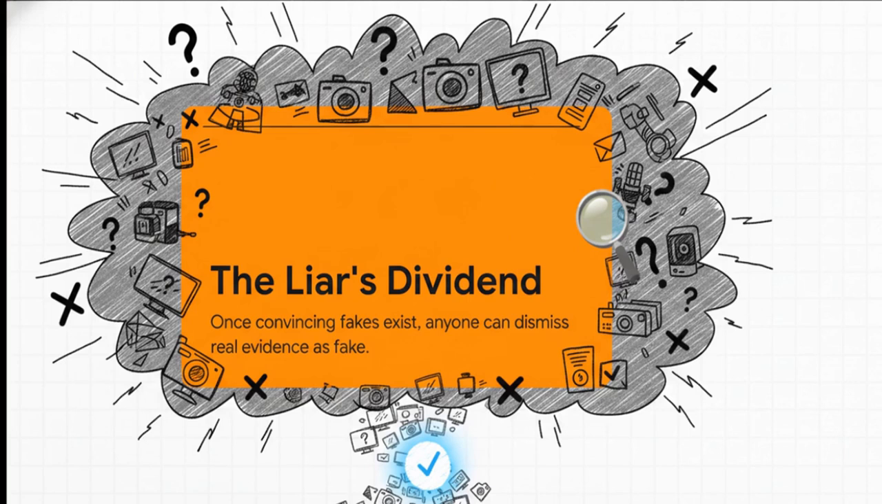Legal scholars Bobby Chesney and Danielle Citron mapped this idea out between 2018 and 2019. Their argument is pretty straightforward. Once the public knows that incredibly convincing fakes are out there in the wild, literally anyone can just dismiss real, genuine evidence as fake. So the real damage isn't just the fake piece of media itself. The real damage is the shadow of doubt it casts over everything that is actually genuine.